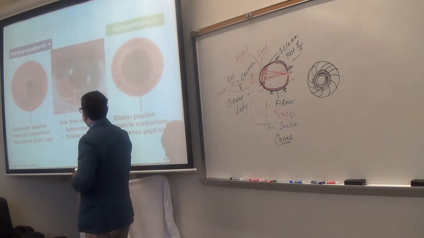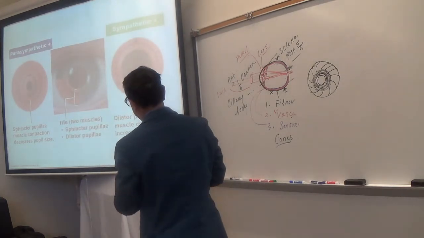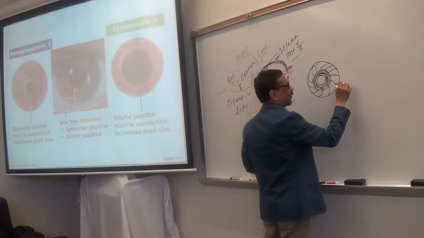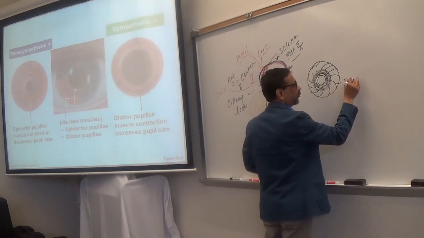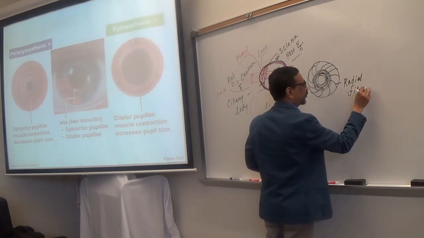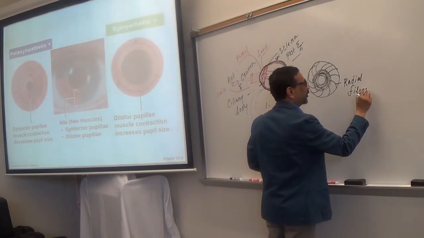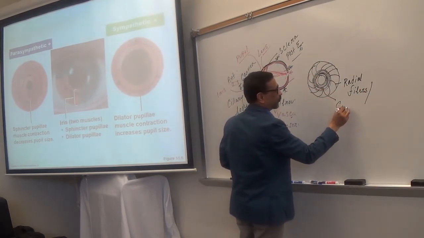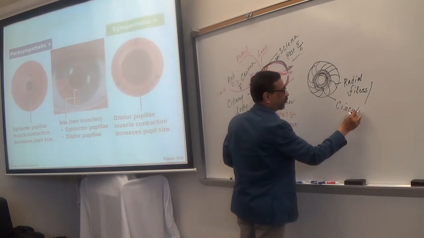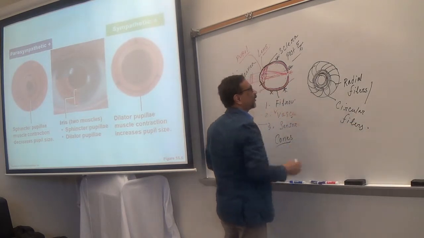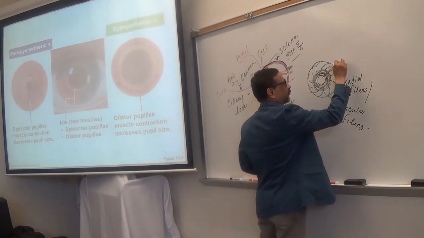Okay, let me write it down. This is the dimension here. This is the radial fibers, also called longitudinal fibers, and these are circular, round fibers. Okay, and this is the pupil.